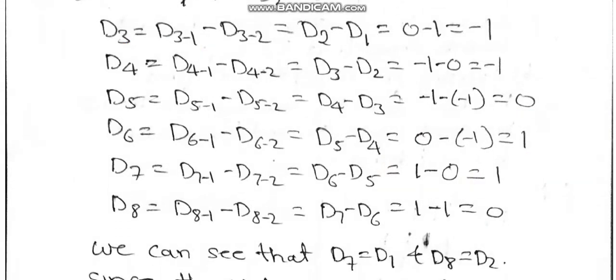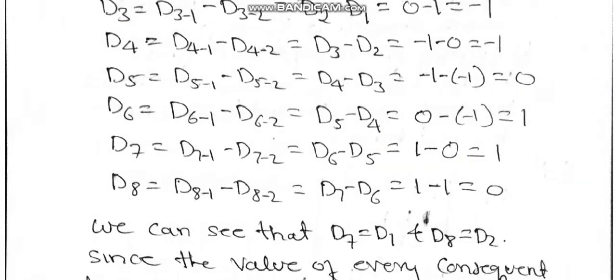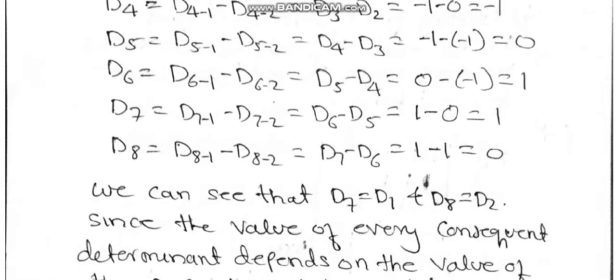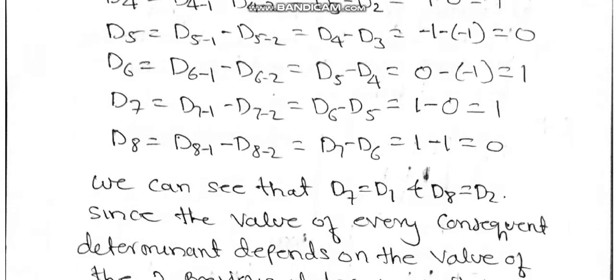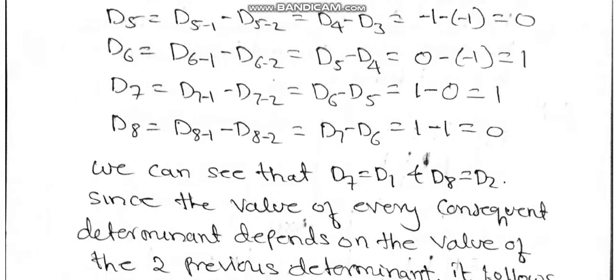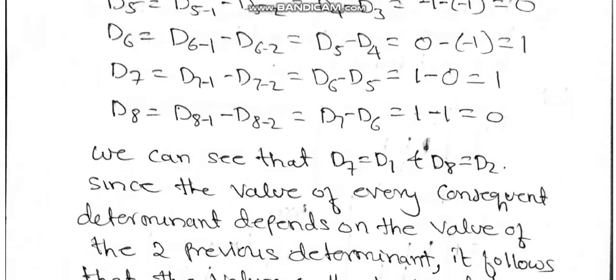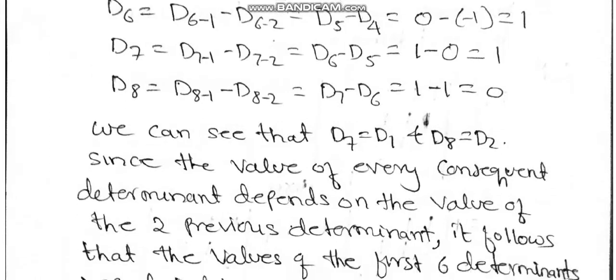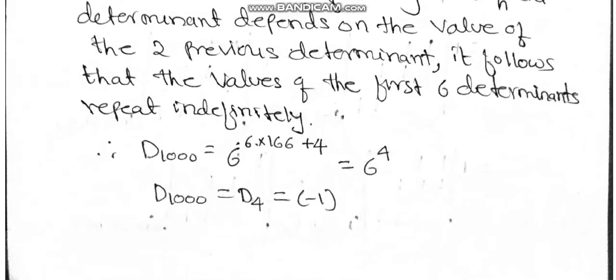So d7 is equal to d1, d8 is equal to d2. Similarly, d3 will be equal to minus 1. So it repeats with cycle length 6. You can say it is a repetition cycle of d1 to d6, right? So d1 to d6, d7 again becomes d1. So keeping that in mind, I can find out d1000 as the repetition cycle is 6.